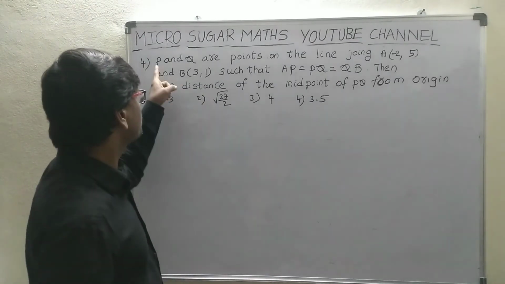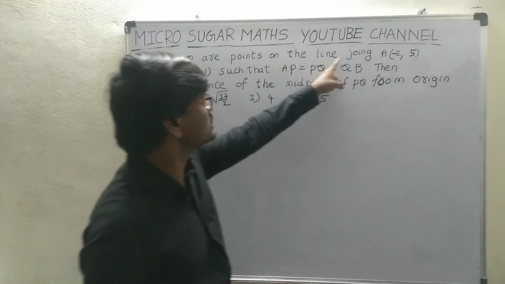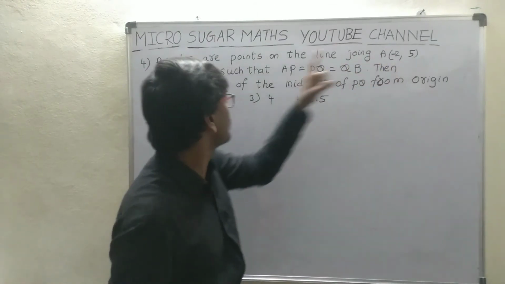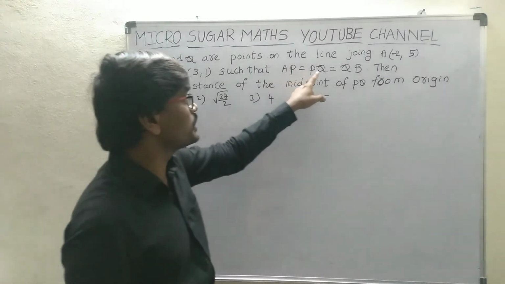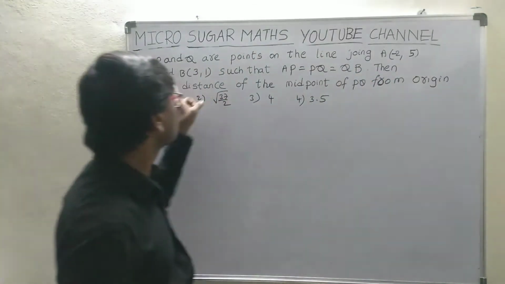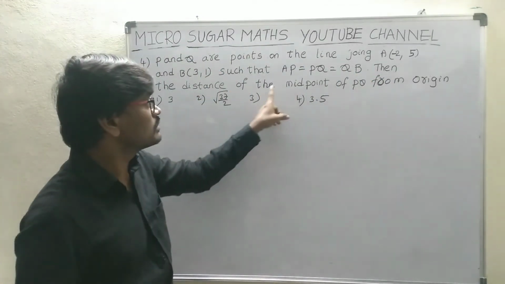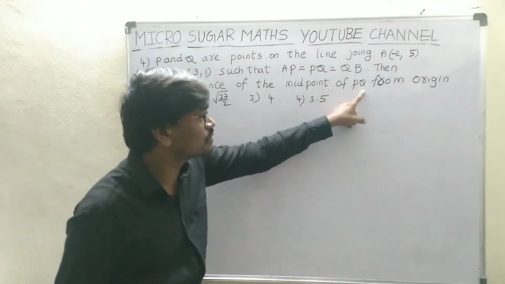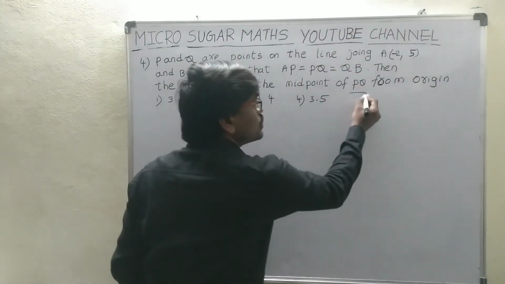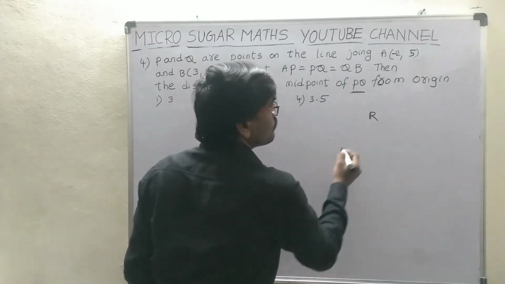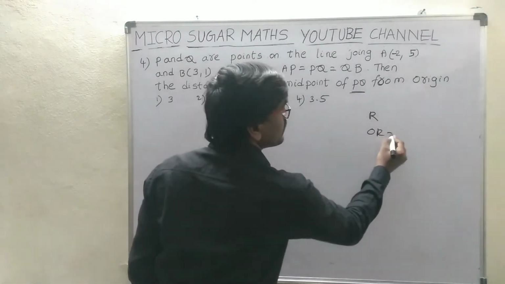Our next problem: P and Q are points on the line joining A(minus 2, 5) and B(3, 1) such that AP is equal to PQ is equal to QB. Then find the distance of the midpoint of PQ from the origin. Students, first let the midpoint of PQ be R. Now we need the length OR.